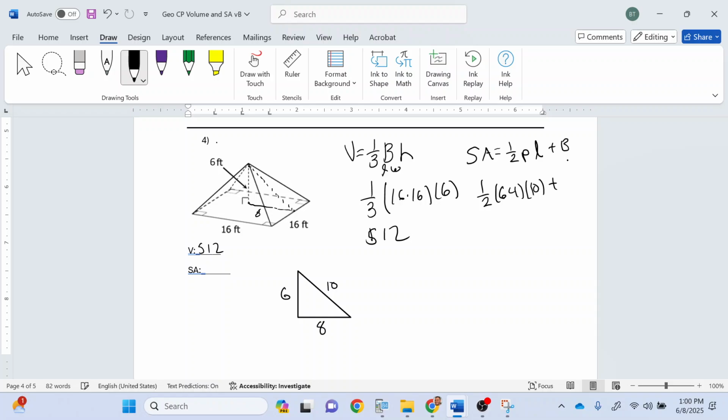Plus the area of my base, which is 16 times 16, or 16 squared. So 32 times 10 is 320 plus 256. And that's going to be 576. So 576.